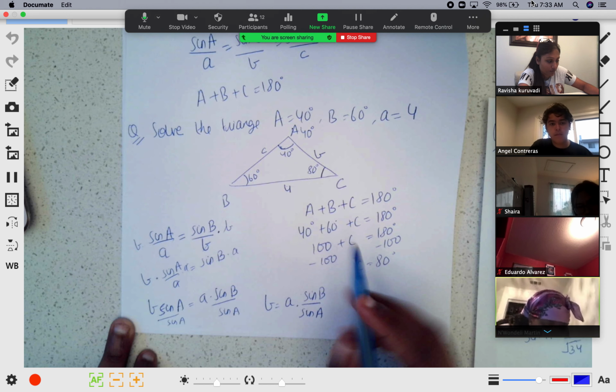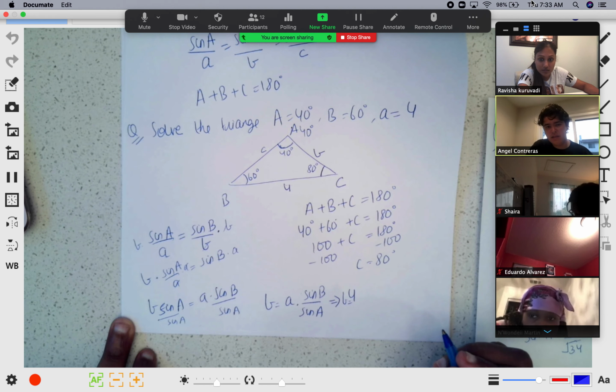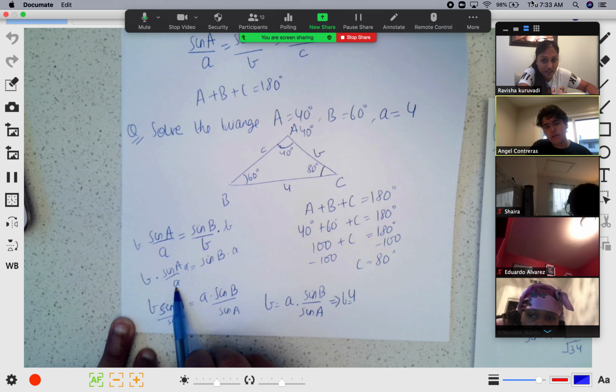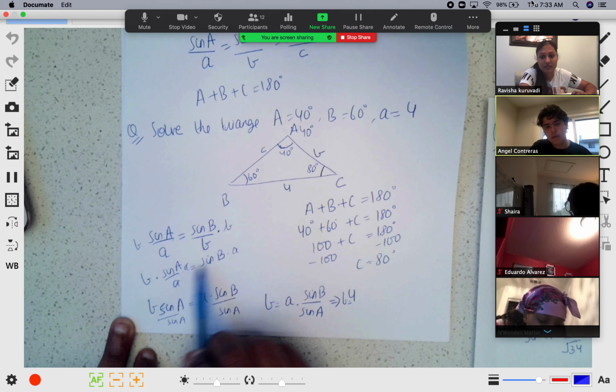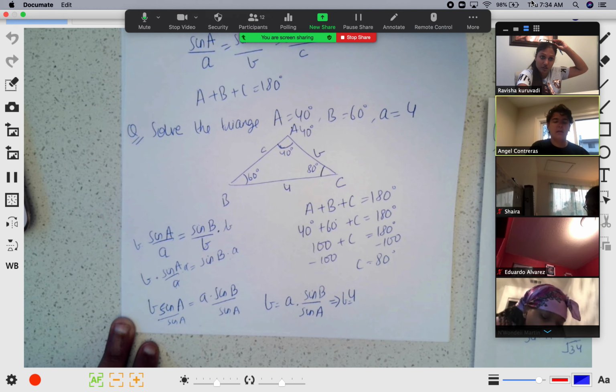Your A was 4. So wait, we're multiplying A on both sides? Yeah, because A was dividing here, right? I want to take A to the other side, so I multiply. And then you divide by sine A. Yes. So we're just isolating B? Yes, we are trying to isolate B because we need to find B.